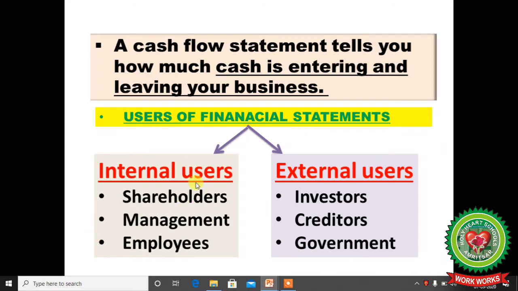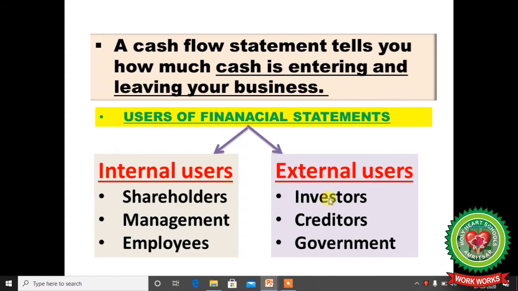Users of financial statements: internal users and external users. Internal users means within the organization using the statements, like shareholders, management, and employees. Shareholders just want to know about the financial position of the company and its profits with the help of the statements. Management checks the performance of the company with the help of the financial statements. Employees want to know about the financial position of the company because they want more returns in future, more salaries.